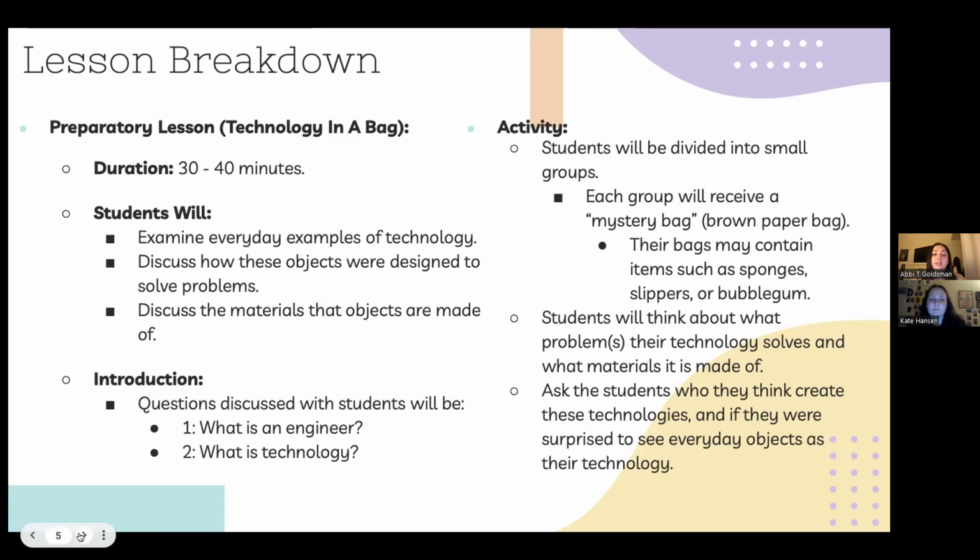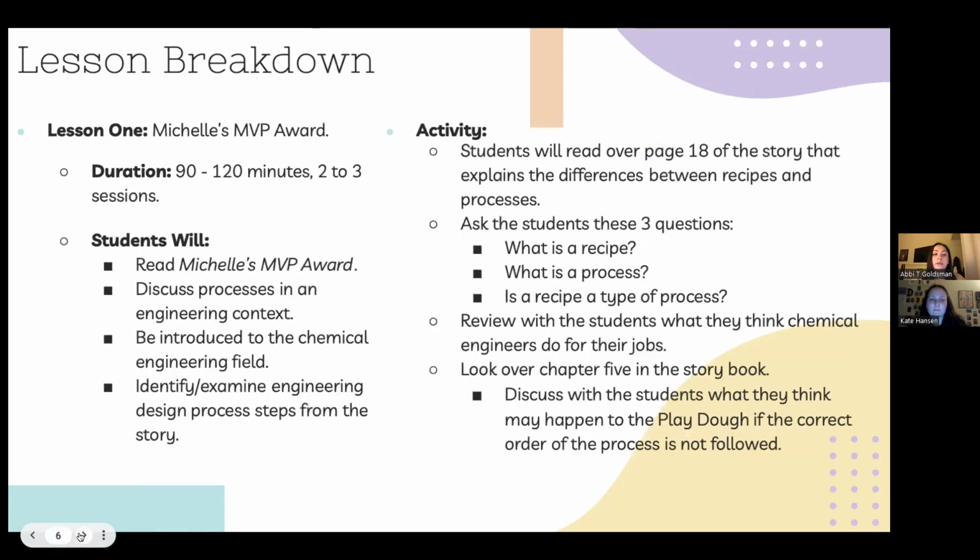Students will examine everyday examples of technology. They'll discuss how these objects were designed to solve problems and discuss the materials that objects are made of. And there's also an activity. Lesson 1 is Michelle's MVP Award. The duration of this is 90 to 120 minutes, and it's broken along 2 to 3 sessions. Students will read Michelle's MVP Award. They'll discuss processes in an engineering context, be introduced to the chemical engineering field, and identify and or examine engineering design process steps from the story, and there's also an activity.